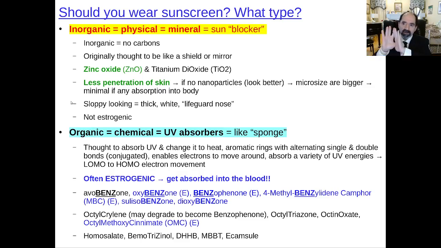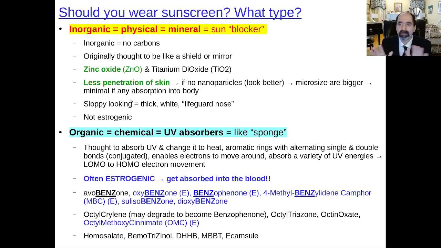They were originally thought to almost just reflect the sunlight like a mirror or a shield. They actually do absorb some of it, but for our purposes, sun blocker, these terms are good for our working purposes. There's less penetration into the skin of the zinc oxide or the titanium dioxide when there's not any nanoparticles. The reason why people were not completely thrilled, and the typical zinc oxide old-fashioned type is like the big white nose on a lifeguard from the thick cream.